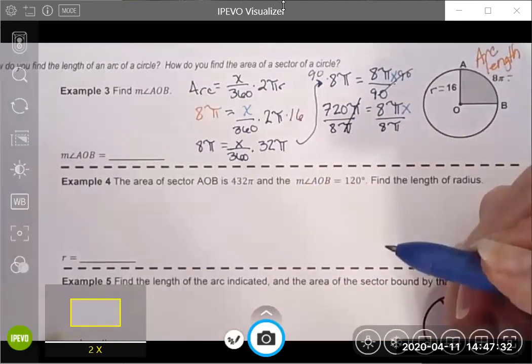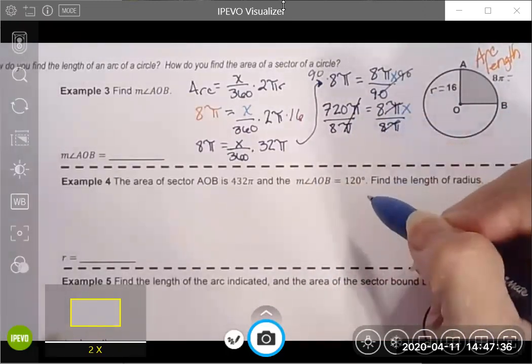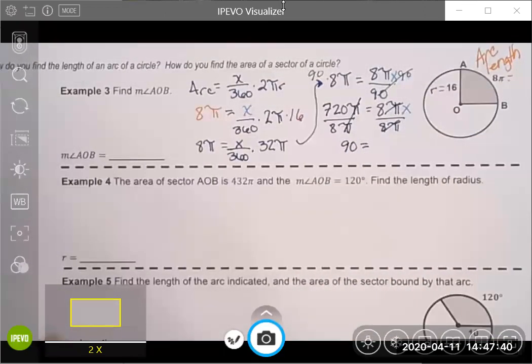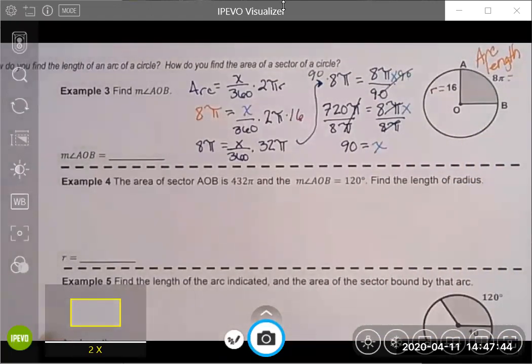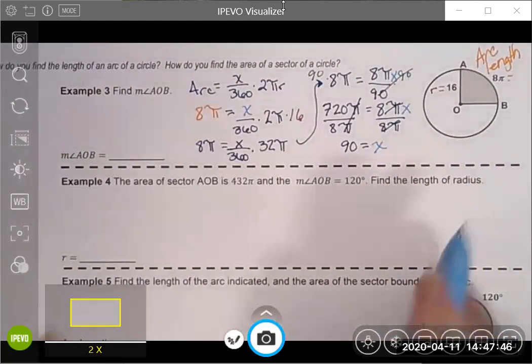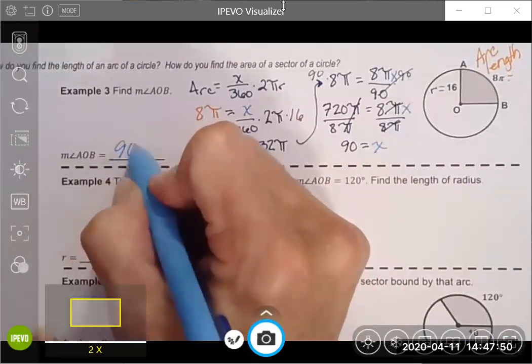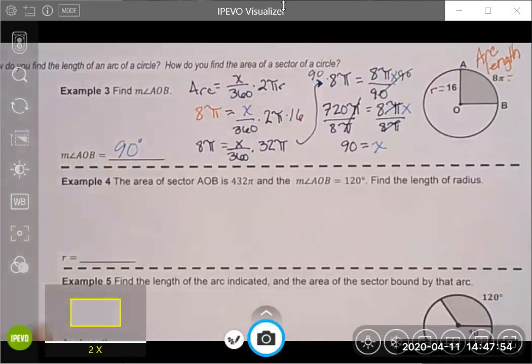And when I do that, the pi's simplify. This obviously simplifies. 720 divided by 8 is 90. So my central angle in this case is 90. And you might have thought you could just guess that by looking at this picture, but remember, we never assume. In this case, our angle is 90 degrees, and we've proven it algebraically.